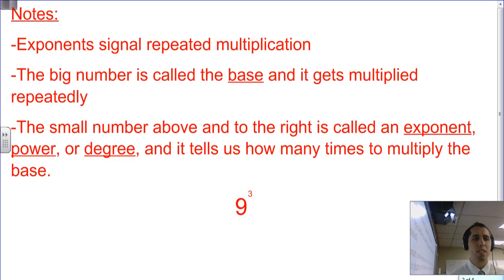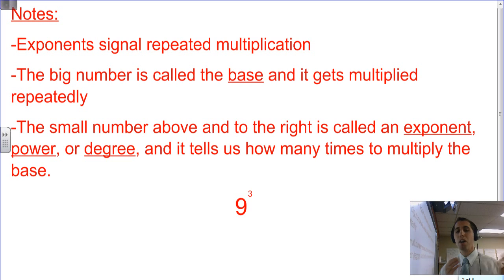So exponents signal repeated multiplication. Often when people learn multiplication, they learn that if you add the same thing over and over again, you can just write it as a multiplication statement. But if you're multiplying the same number times itself multiple times, then we can express that with exponents. And so that's why they're pretty useful.